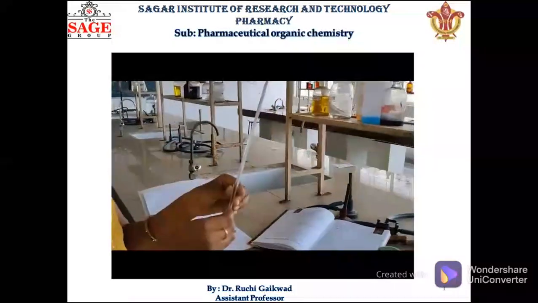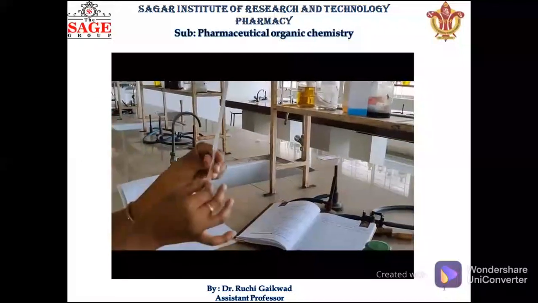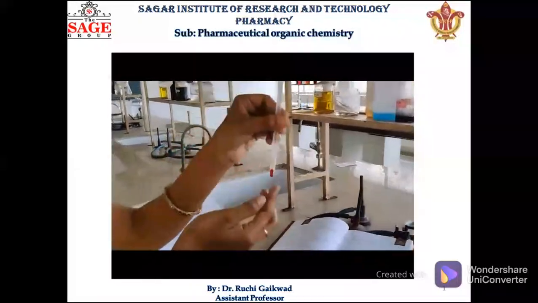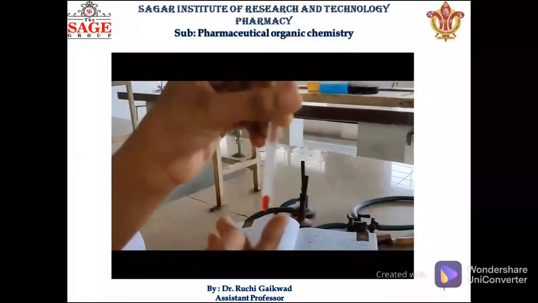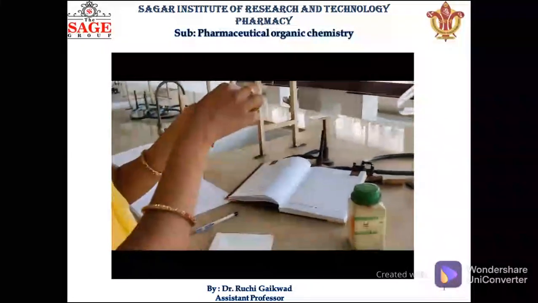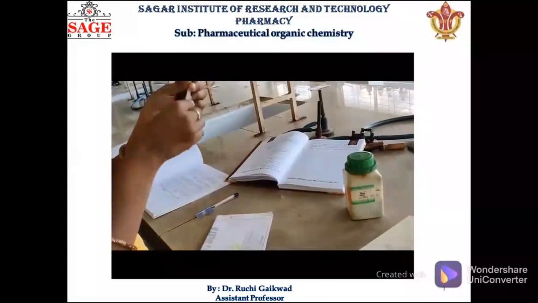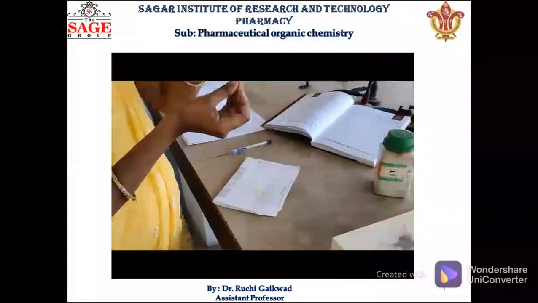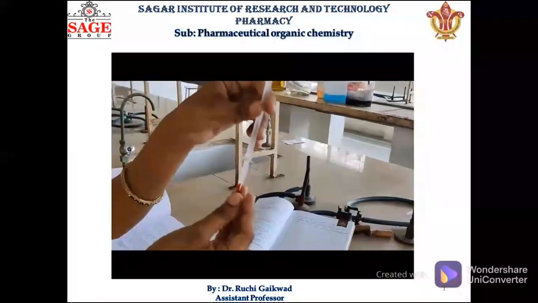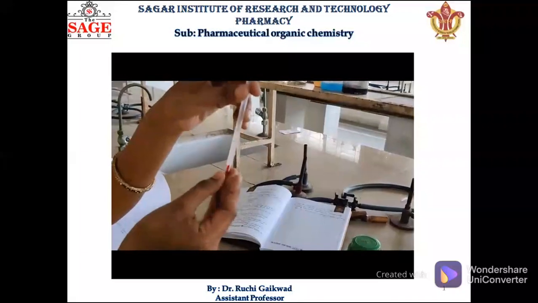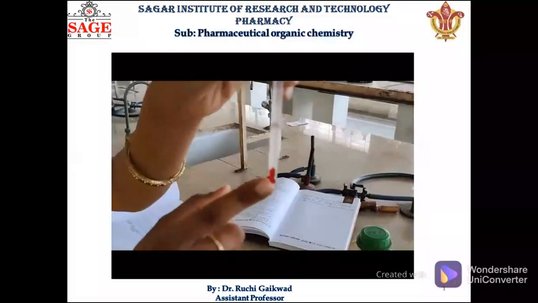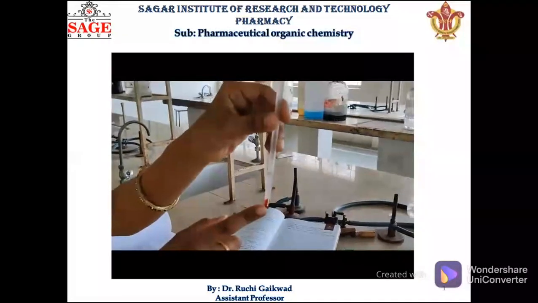So we need to tie this capillary tube to the thermometer. You can see the red bulb here. You have to tie the capillary tube right beside this red bulb. You can tie it with anything, either thread or a rubber band. Now you can see I have already tied this capillary tube to the thermometer, and the sample is about 1 centimeter. So we have to fill about 1 centimeter of sample.